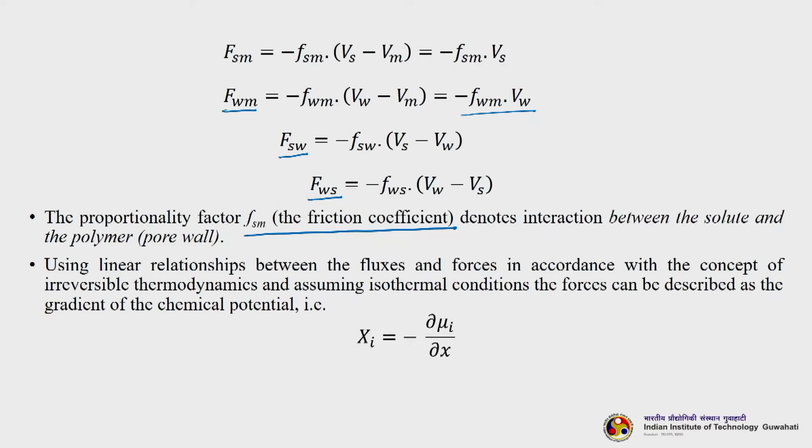Now, using the linear relationship between fluxes and forces in accordance with the concept of irreversible thermodynamics, and assuming isothermal conditions, the forces can be described as the gradient of chemical potential. So X_i equals minus d mu_i by dx. We have discussed this many times.